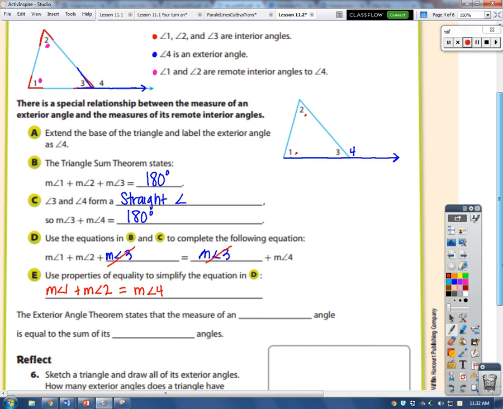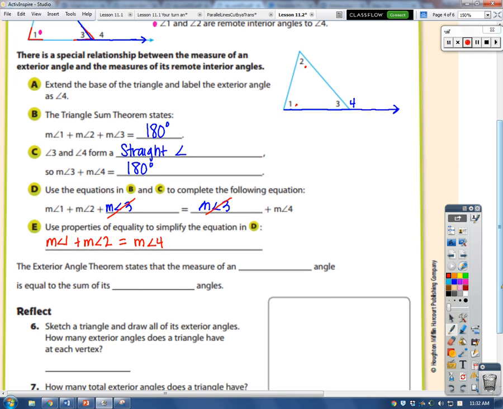So what this states is the Exterior Angle Theorem, which states that the measure of an exterior angle is equal to the sum of its, what did we call those? Remote. And we call them remote because they're far away. Interior, because they are inside the triangle. So we call these remote interior angles. So the sum of the remote interior angles is equal to the measure of the exterior one.